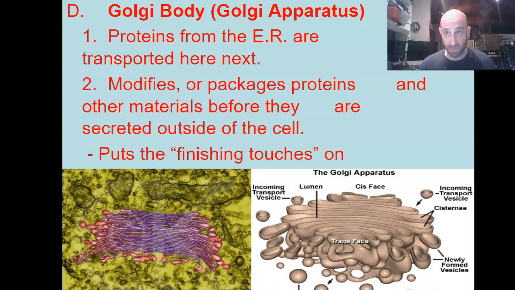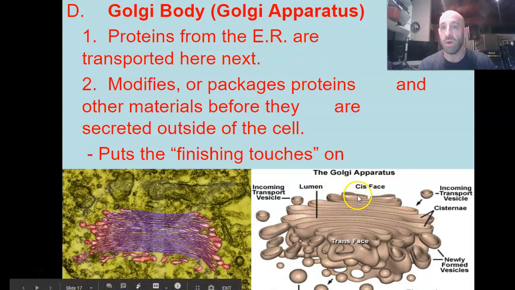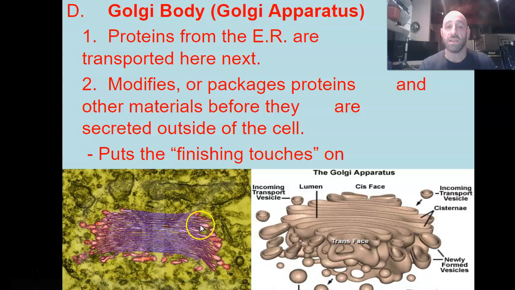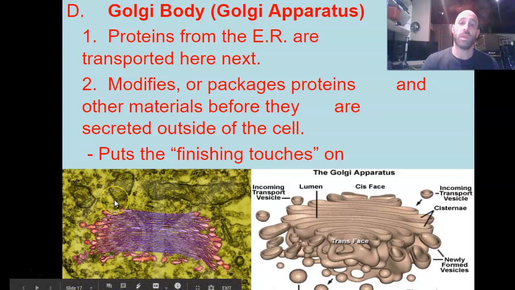So it's like the mail. Basically, it packages these proteins so they can leave the cell and go where they need to go. And you can think of it as putting on the finishing touches. There's two sides to it, and we don't need to know this detail, but the cis phase and the trans phase, that is just which side leaves the cell. So basically, proteins that are getting made leave the smooth endoplasmic reticulum, they go into the Golgi body, and then the Golgi body packages them, and then they leave the cell through the cell membrane. So the Golgi body is going to be found in plant and animal cells.